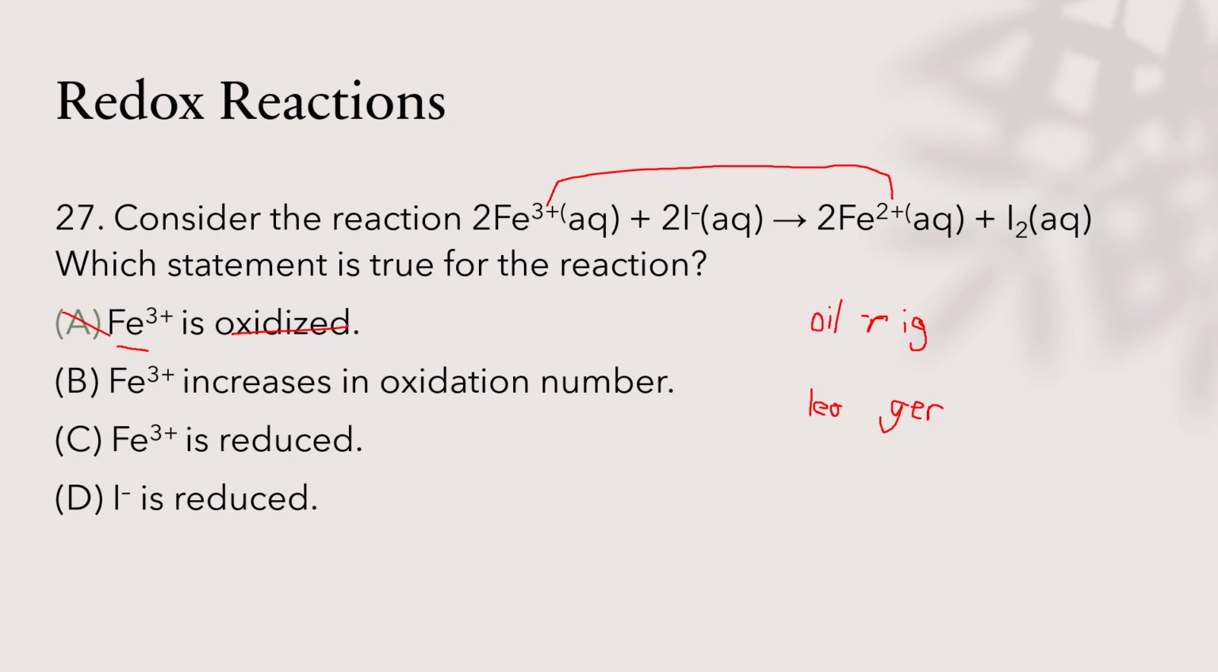Now how about B? Fe3+ increases in oxidation number. Well, its oxidation number is originally 3+, but then it goes down to 2+. So it does not increase, it actually decreases. So that's incorrect. Fe3+ is reduced. We already said that. It definitely is. So that's going to be the correct answer. Double checking this last one though. I- is reduced. Let's see. Iodine went from a -1 to its diatomic form, which makes it neutral. That's how it exists in nature. So if it went from a -1 to 0, that means it lost an electron. Losing electrons is oxidation. So yes, that one is indeed incorrect.